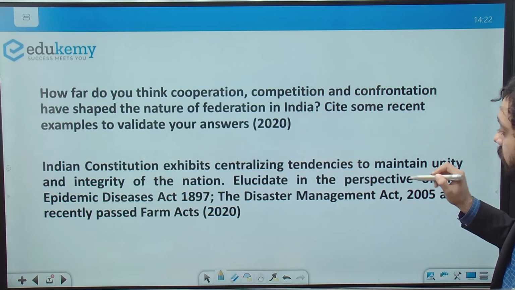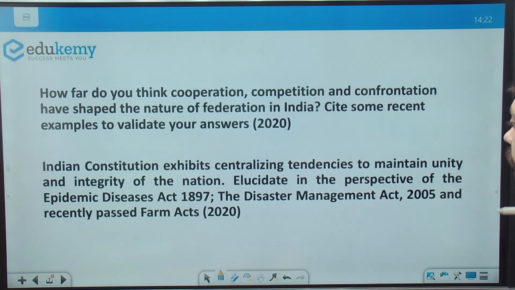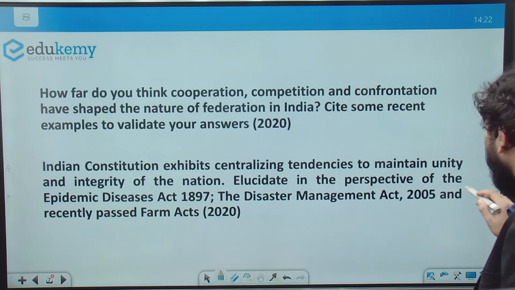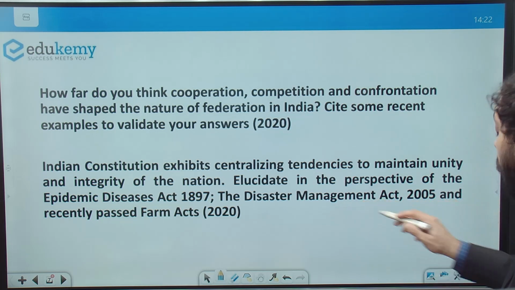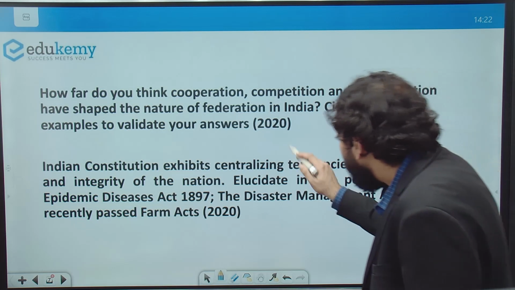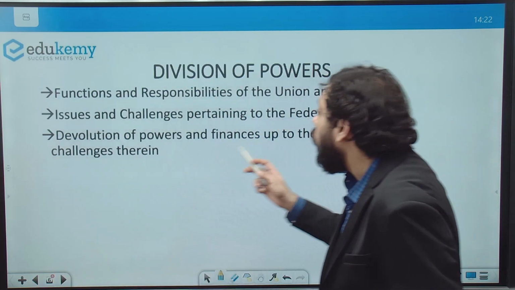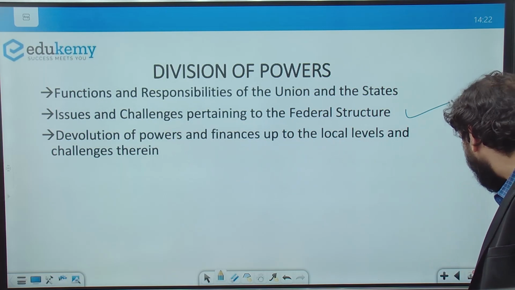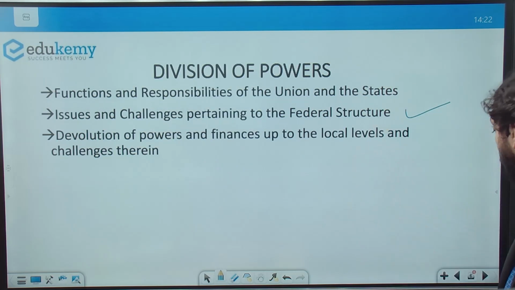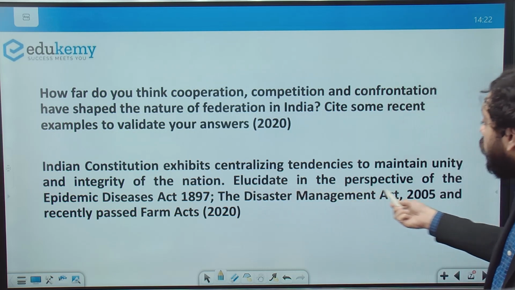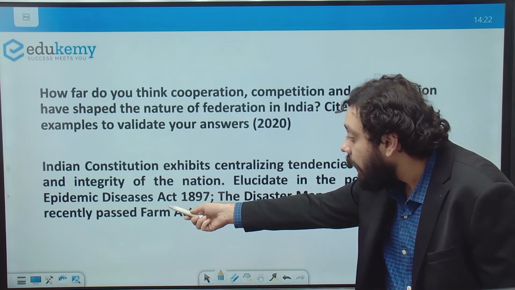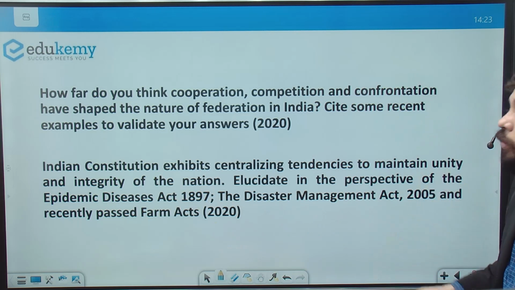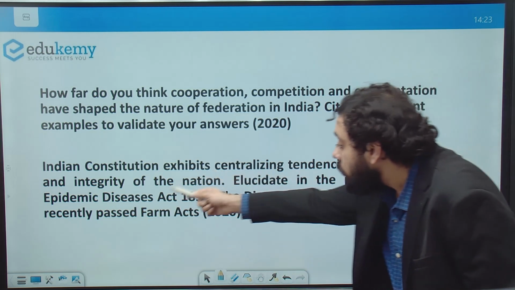Then, the Indian Constitution exhibits centralizing tendencies to maintain unity and integrity of the nation; elucidate in the perspective of the Epidemic Diseases Act 1897, the Disaster Management Act 2005, and recently passed Farm Acts, right? As you can see, this is a question which is directly from this part of the syllabus, issues and challenges pertaining to the federal structure. Now, what the examiner has done is he has taken this part of the syllabus and converted it into a question with a reference to current affairs events. The Epidemic Diseases Act became relevant only in the coronavirus crisis. The Disaster Management Act was also invoked to deal with the pandemic, and of course the Farm Acts, right?